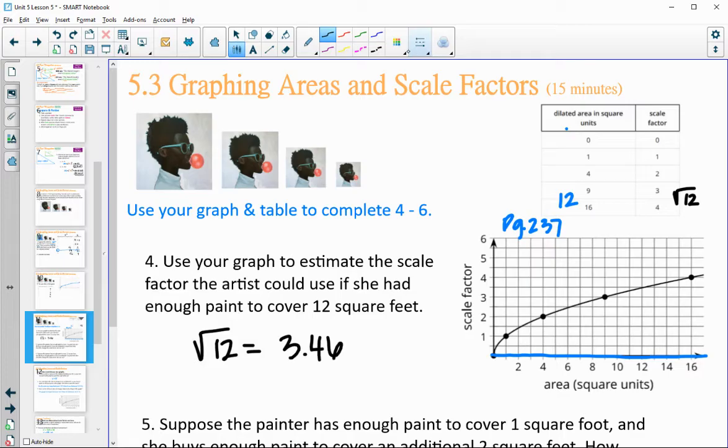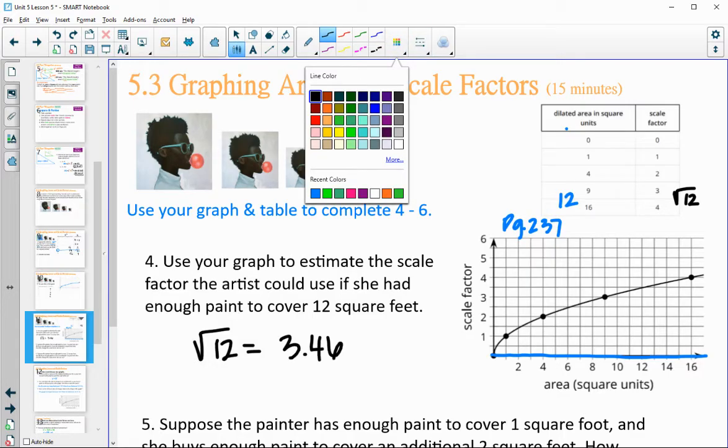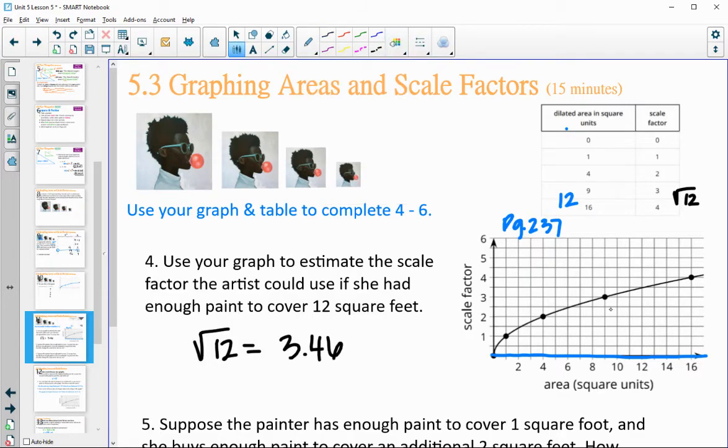And you can look on this graph as well. If you go out to 12 and follow 12 up until it hits the line, and then you follow over, you see that it's at 3.5. So an area factor of 12 would give us a scale factor of 3.5.